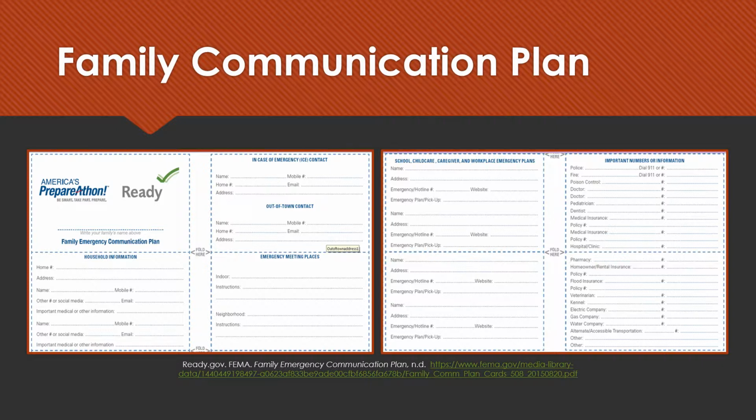Other information to collect, including the name and contact information, is for utilities, emergency services, medical, dental, pharmacy, and vet providers, insurance companies, service providers, including social providers and home repair, and the homeowners association. Also have an exit escape plan with at least 2 exits per room.